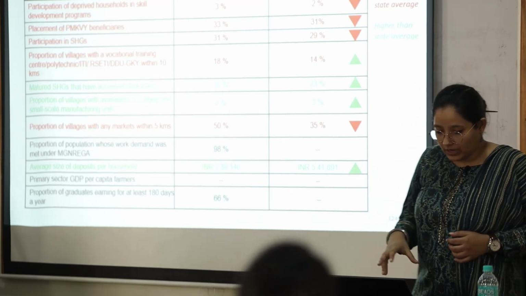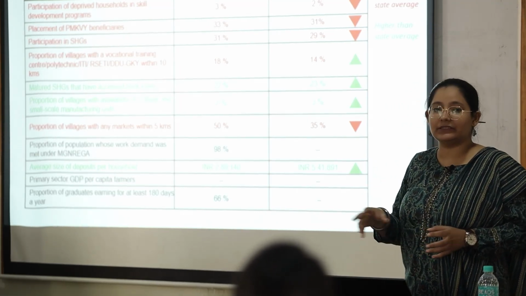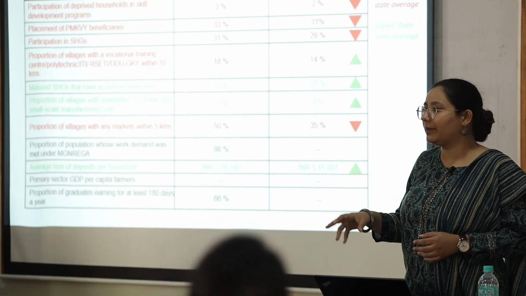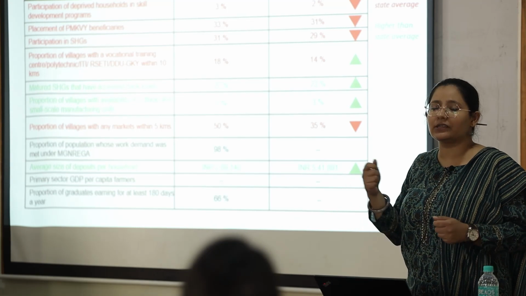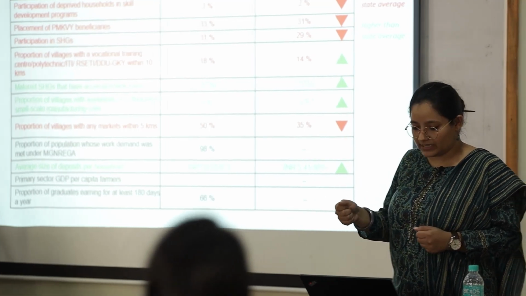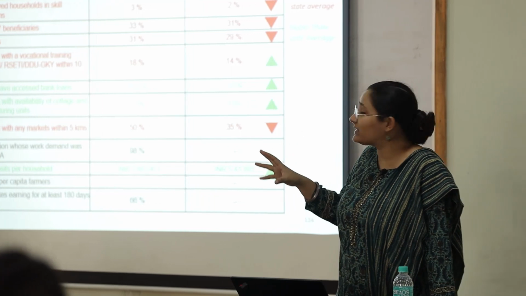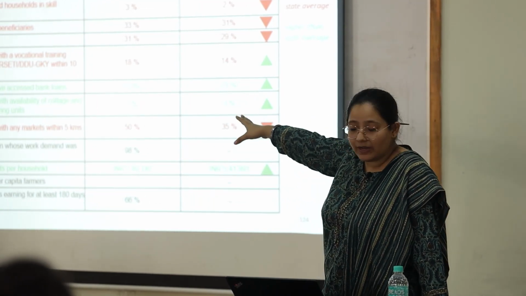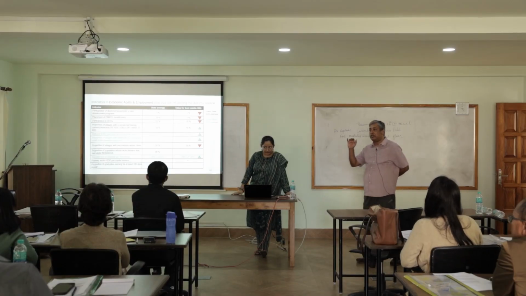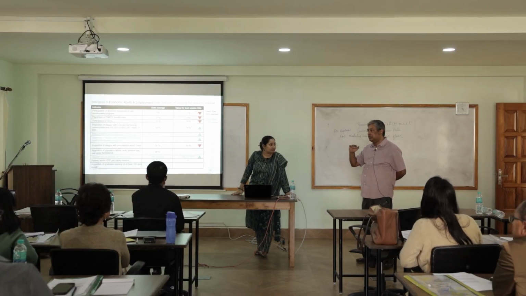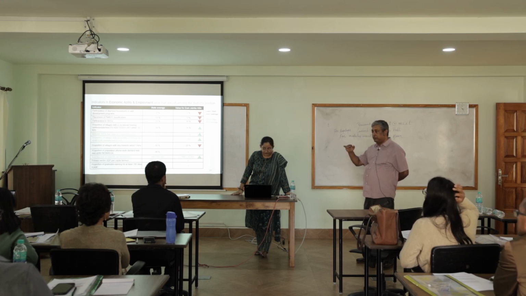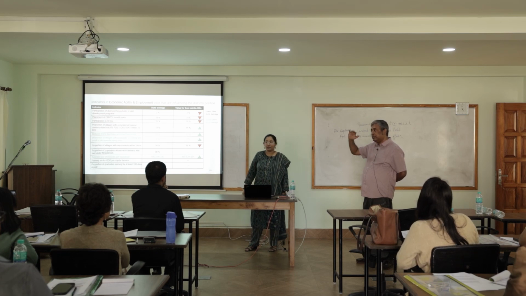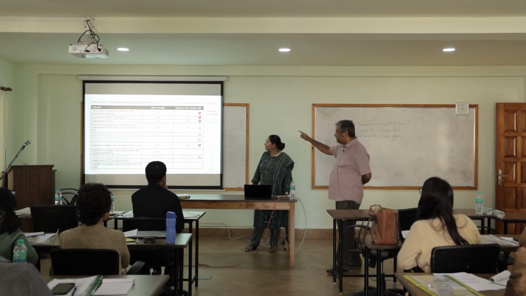So, for example, how many deprived households have been considered in the skill development programs? How were the PMKVY, Pradhan Mantri Kaushal Vikas Yojana, a skill building and capacity building scheme of the central government? How many of those candidates were placed? What is the participation in self-help groups? So what we did is that we simply took the mean value for the state, right? We didn't look at the mean value nationally. We just took the mean value of the state and we looked at these indicators.